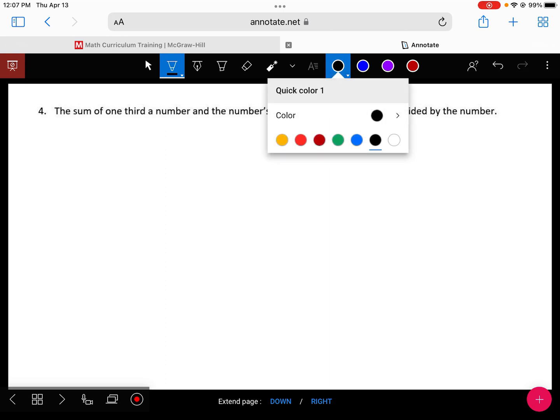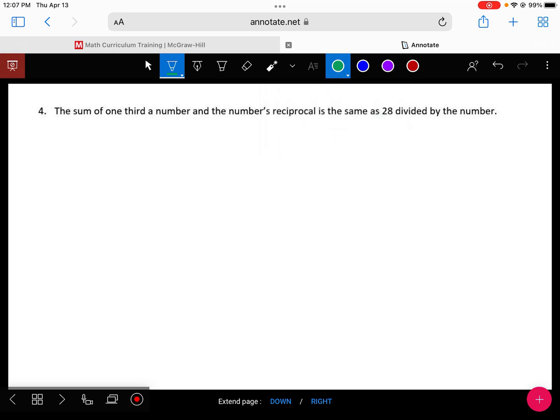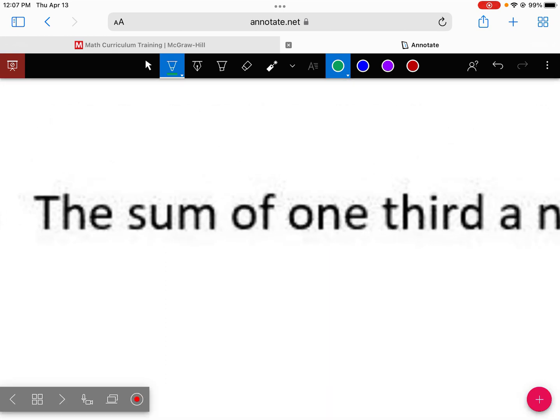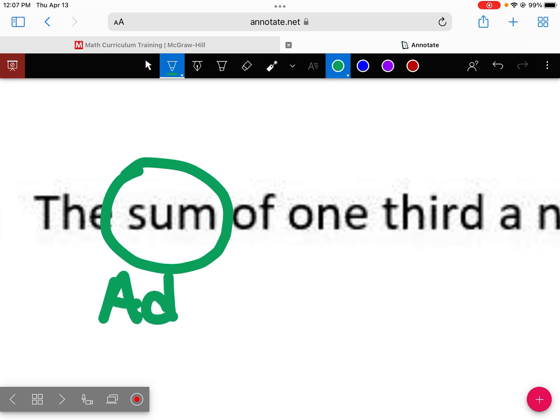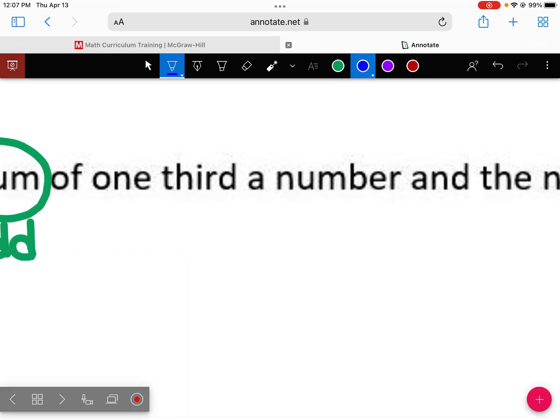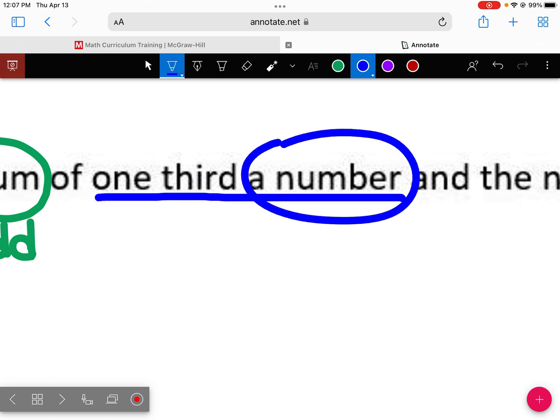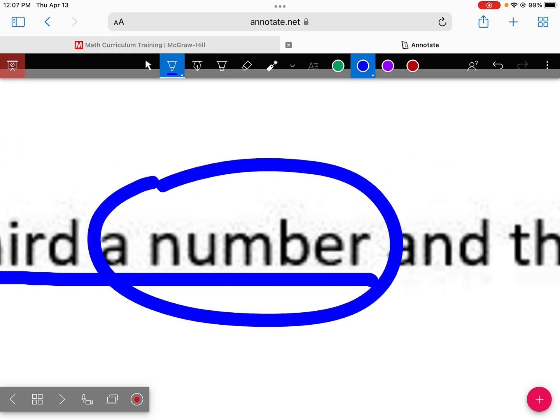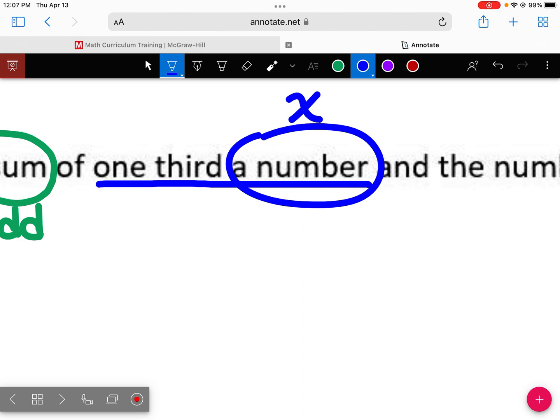The sum of 1/3 a number and the number's reciprocal is the same as 28 divided by the number. Gross. Let's break it down a piece at a time. The sum. What does sum mean to do? Addition. So we're going to add things together. We are going to add 1/3 a number. Did they tell me the number? 1/3 a number. Do I know what that number is? No. If I don't know it, what should I call it? X. How do I find 1/3 of something?